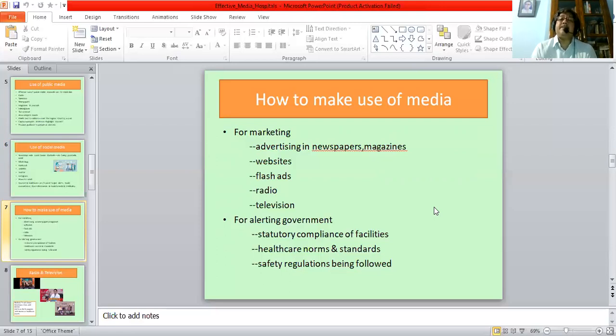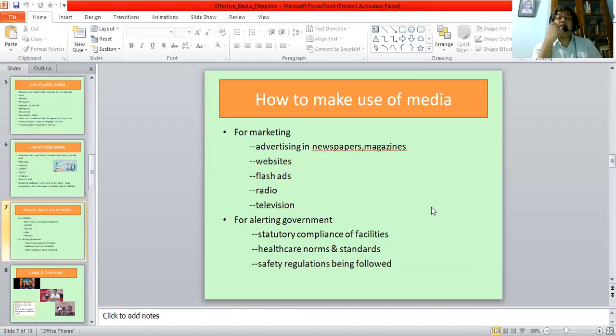You also have websites where people can explore by going through different sections, to see what the different departments and other facilities available in hospitals, multi-speciality hospitals, healthcare centers, and so on are. There are flash ads that you can give in websites or even in emails, so they keep running. On radio, there are ads about hospitals and healthcare facilities, and of course on television.